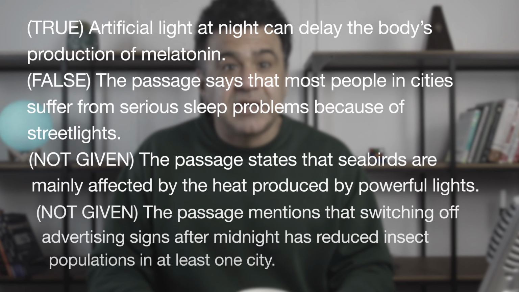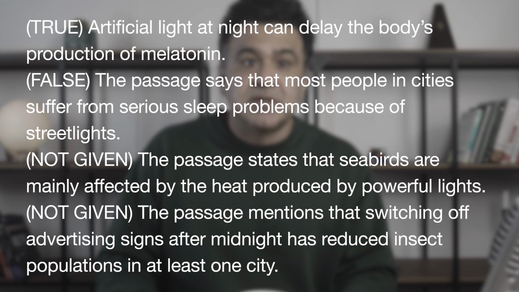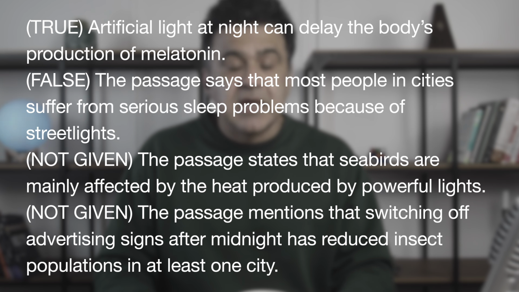So here's a quick recap. Statement 1, true. Statement 2, false. Statements 3 and 4, not given. And here's the pattern to remember. The more a statement adds specific details, times, policies, results, the more likely it is not given, unless the passage clearly states it.